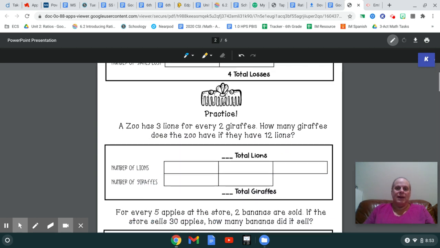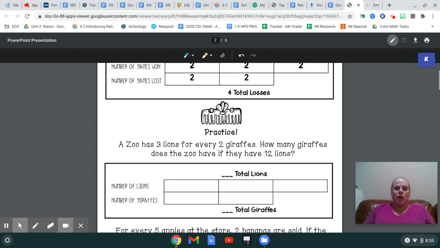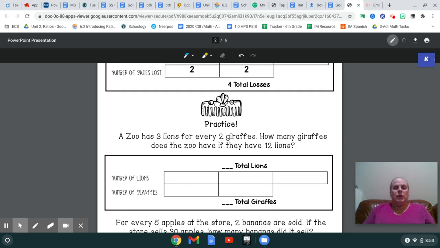We're going to try this again with a practice problem. A zoo has 3 lions for every 2 giraffes. All right, 3 lions, that's our ratio, 3-2. So we have 3 boxes up top, 1, 2, 3. That stands for the 3 lions. And then a ratio of 2 giraffes. So down below, we have 2.